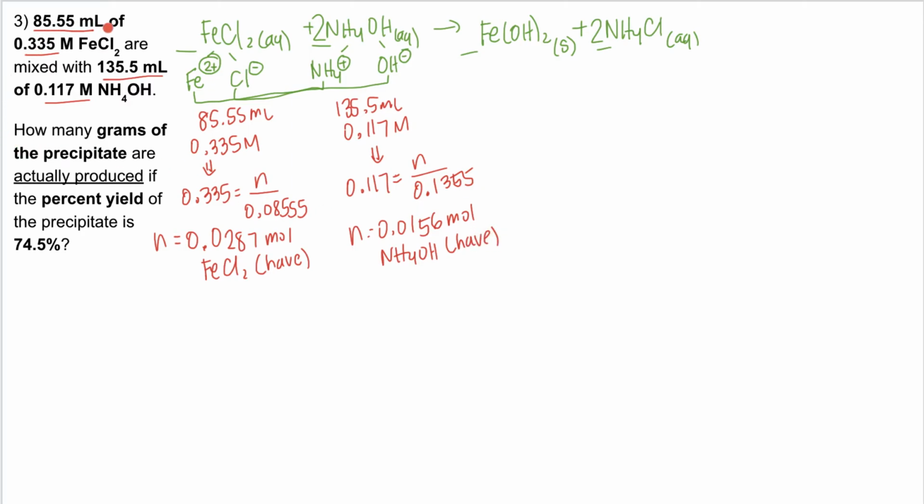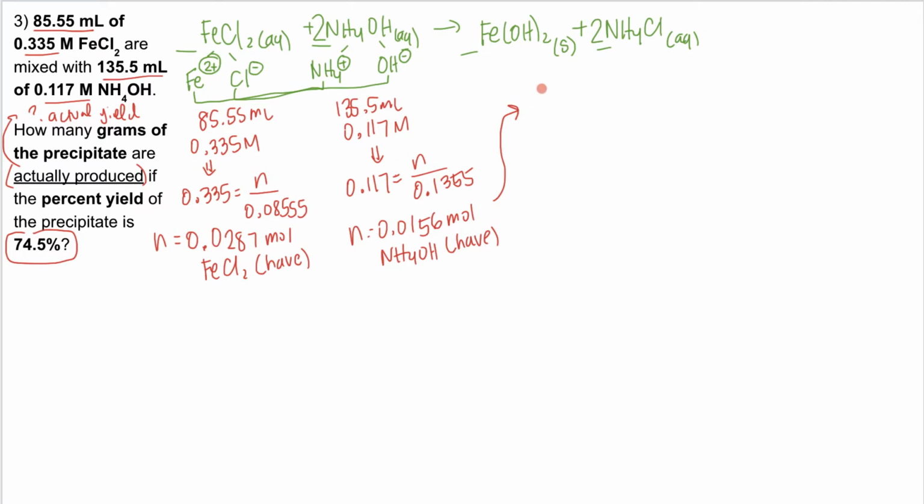So let's look ahead and see where we're going to try to go with this. We're trying to find the grams of the precipitate that are actually produced if the percent yield is 74.5%. So in this second part, we're given the percent yield and we're trying to find the actual yield. The only way we can find the actual yield if we're given the percent yield is to find the theoretical yield. So this is where knowing the moles of each reactant comes in handy, because now we can treat this like a limiting reactant problem.